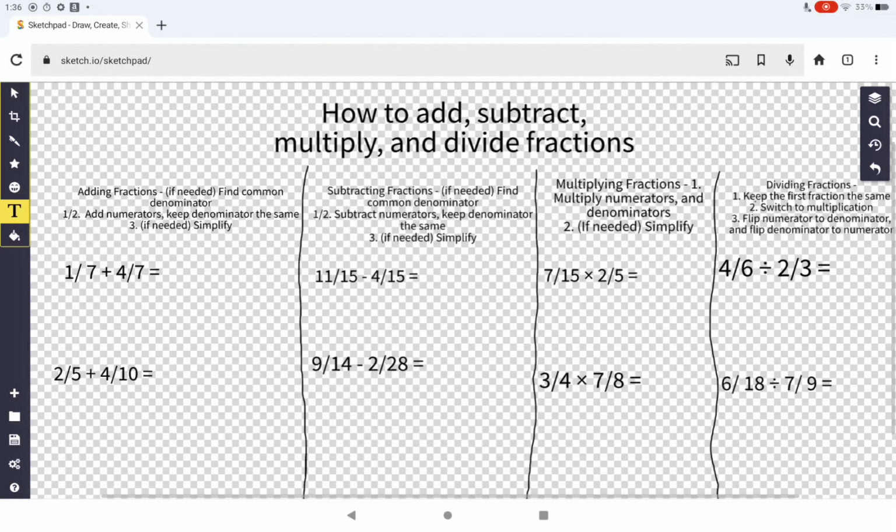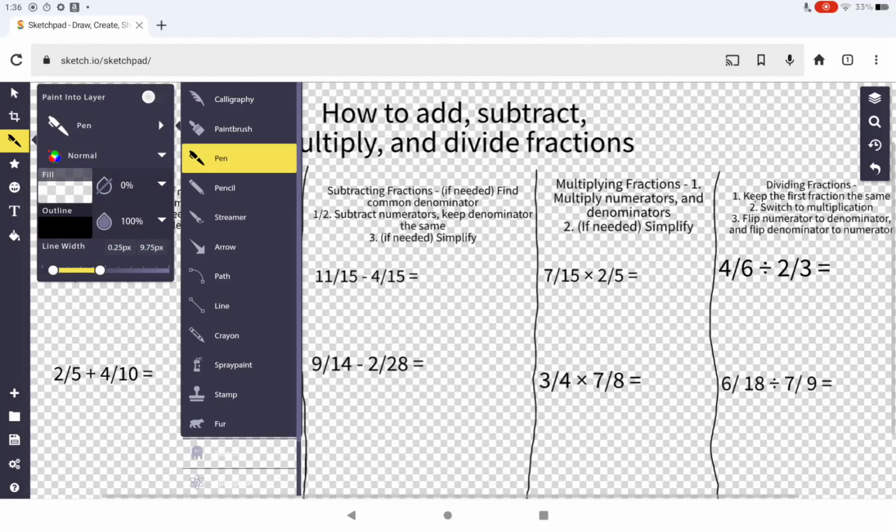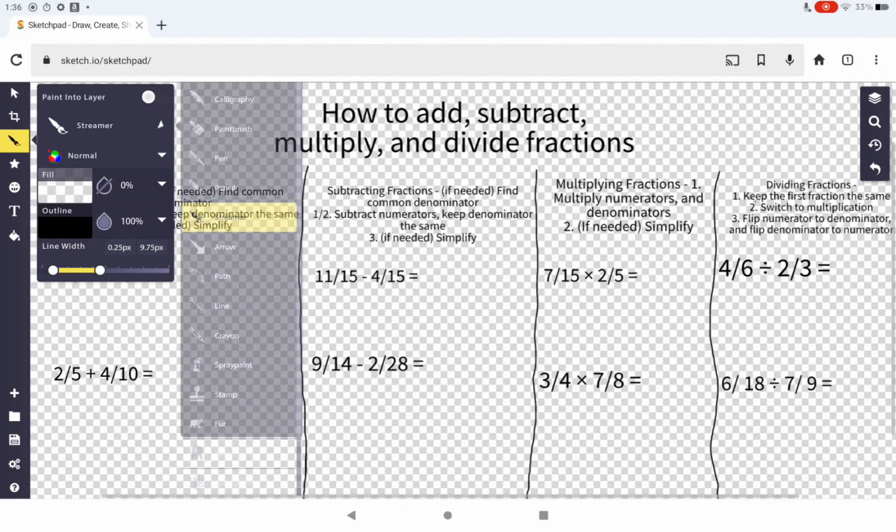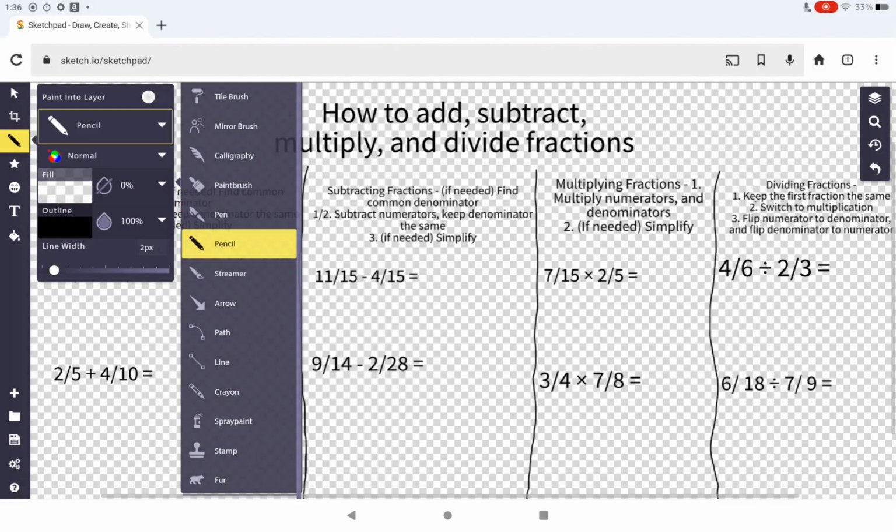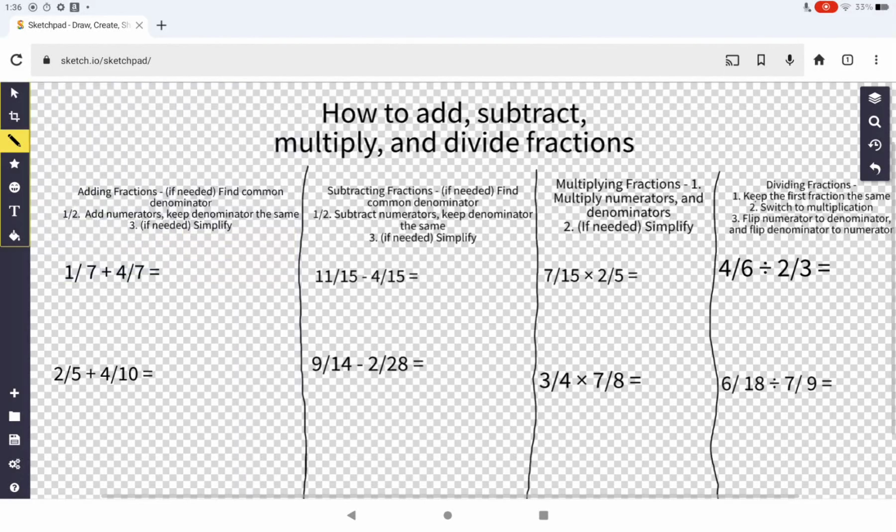So we have, let me change that to pencil. Okay. So we have 1/7 plus 4/7. So I'm going to rewrite it.